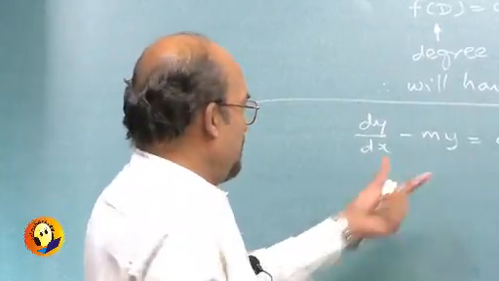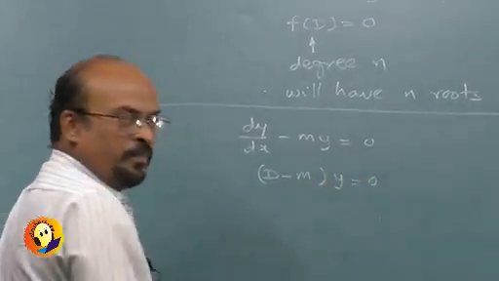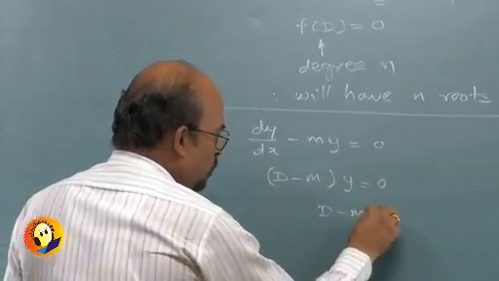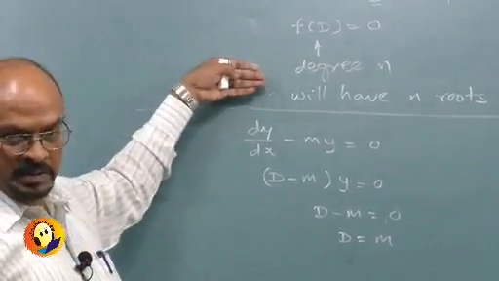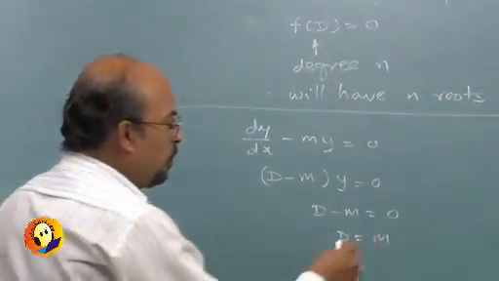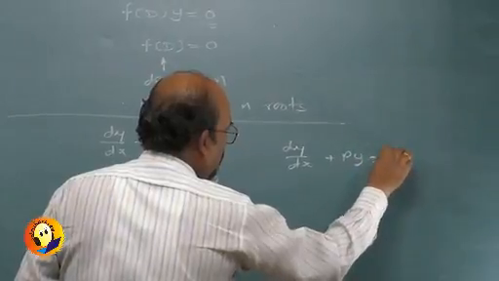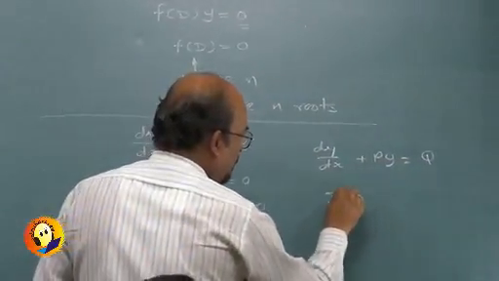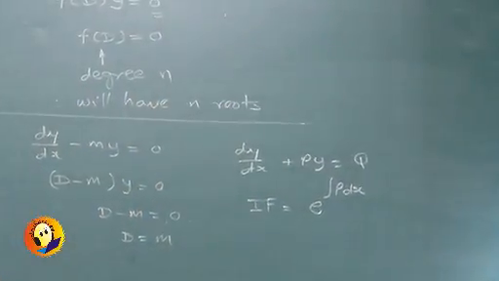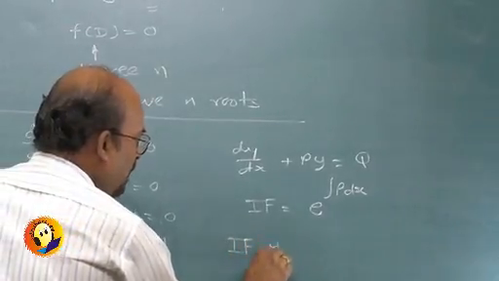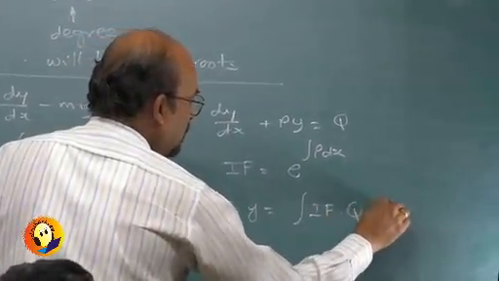So this is a linear differential equation. We will write it as D minus m operating on y equal to 0, and therefore D minus m equal to 0, and so D is equal to m. So far so good. We are following the procedure stated over here. Now what was the solution over there? It was dy by dx plus py is equal to q. Integrating factor, is it e raised to integral p dx? Yes. Solution, it was IF into y equal to integral IF into q dx plus c.